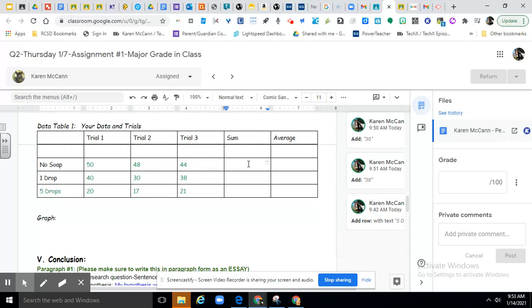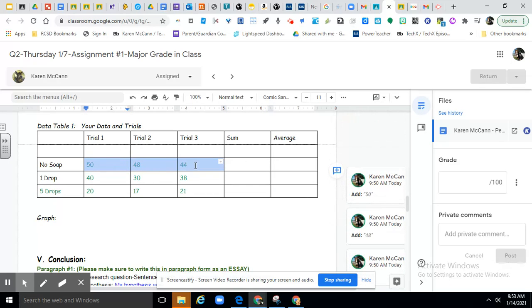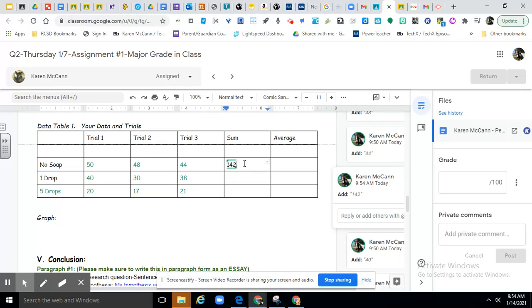So to do your sum, you have to add up these three numbers that you got in your lab. I believe that there is a calculator function on your computer, or you can use the calculator function on your phone. I'm going to use the calculator function on my phone to do this. So I'm going to say 50 plus 48 plus 44 equals. So for me, the sum is 142 here.